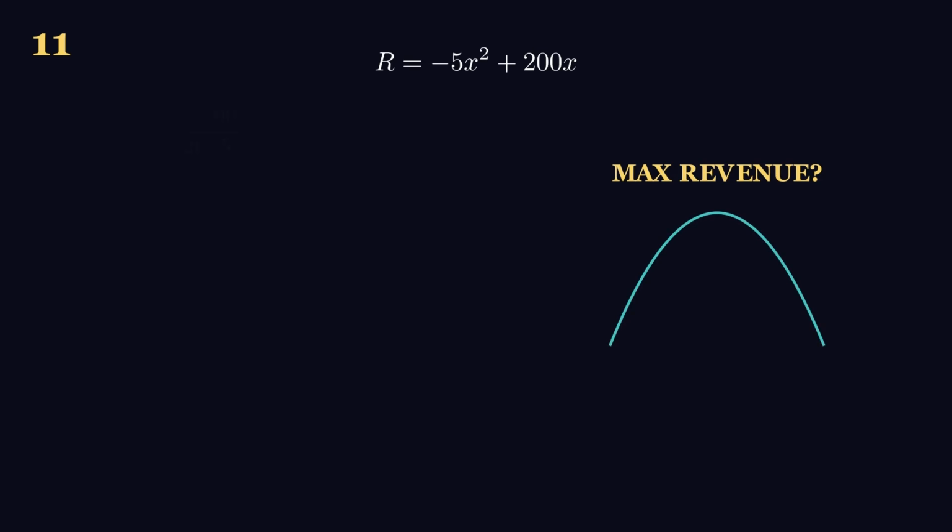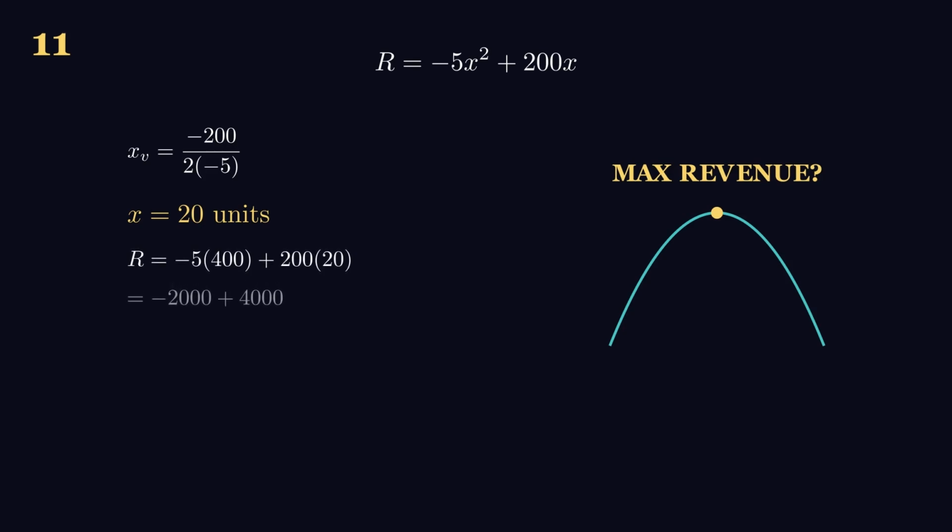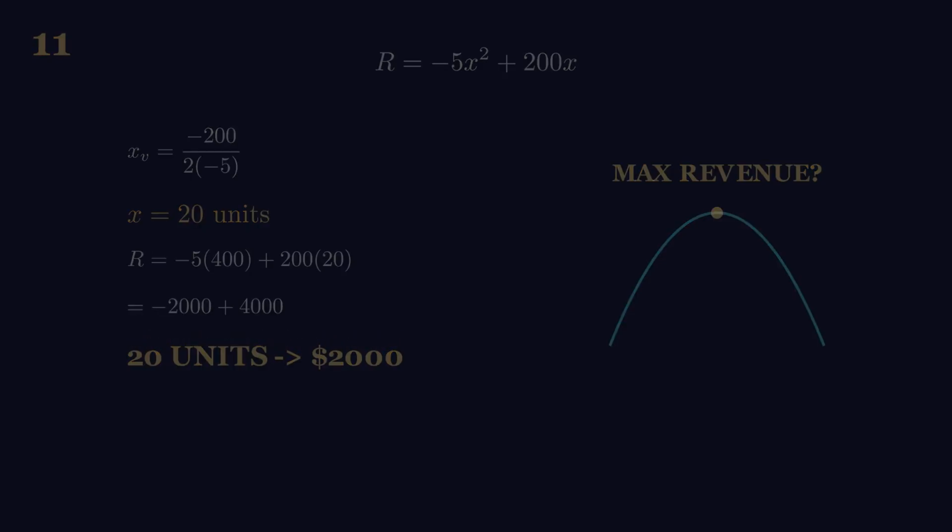Number 11. Revenue is negative 5x squared plus 200x. How many units max the revenue, and what is it? Vertex. x equals negative 200 over 2 times negative 5, 20 units. Plug in. Negative 5 times 400 plus 200 times 20, negative 2,000 plus 4,000, 2,000. 20 units brings in $2,000.